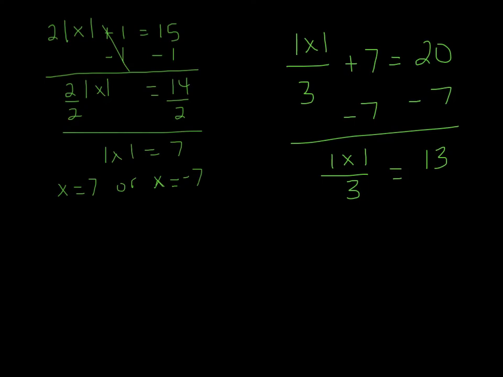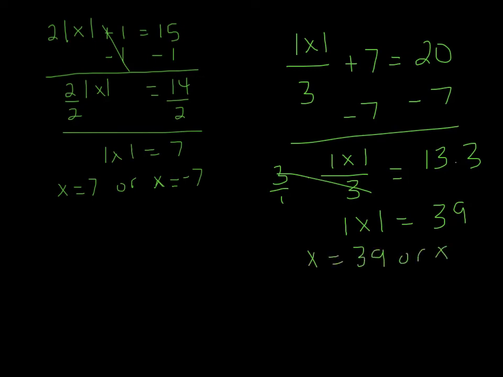And to get rid of that over 3 part, or divided by 3, we multiply by 3 instead, or by 3 over 1 if you want to do that. But we'll just do by 3 on this side. Those cross cancel. Absolute value of x is equal to 39. And so x is going to be equal to 39, or x equals negative 39. Alright, we are just moving right along. I'm going to flip a page here.